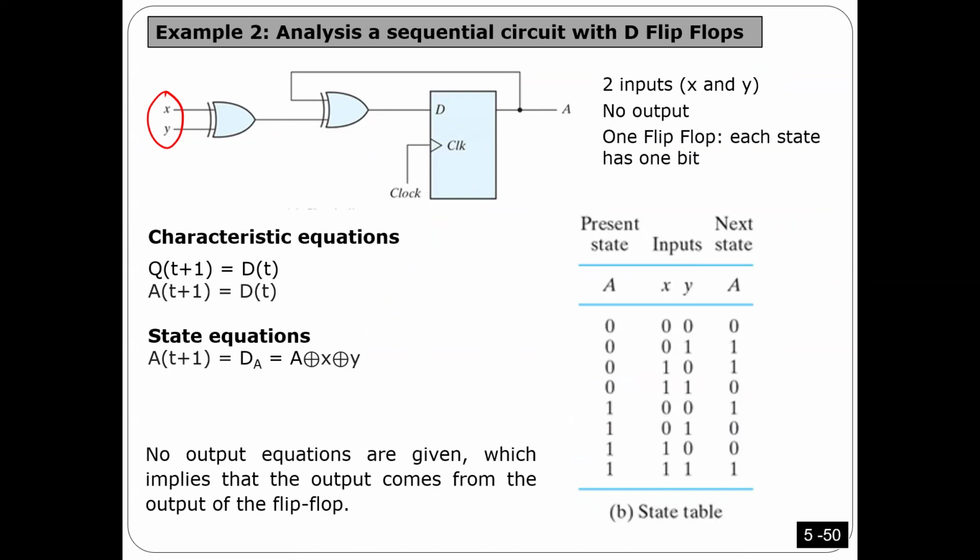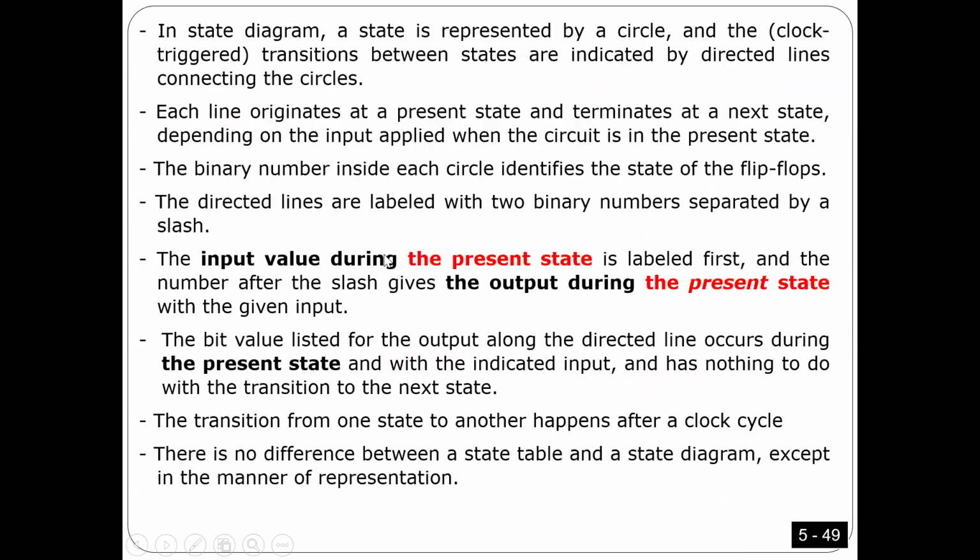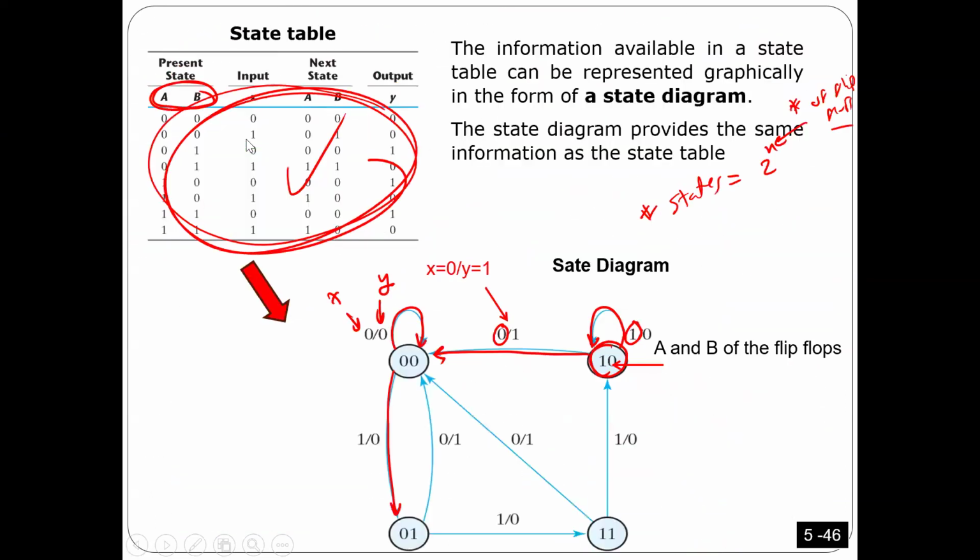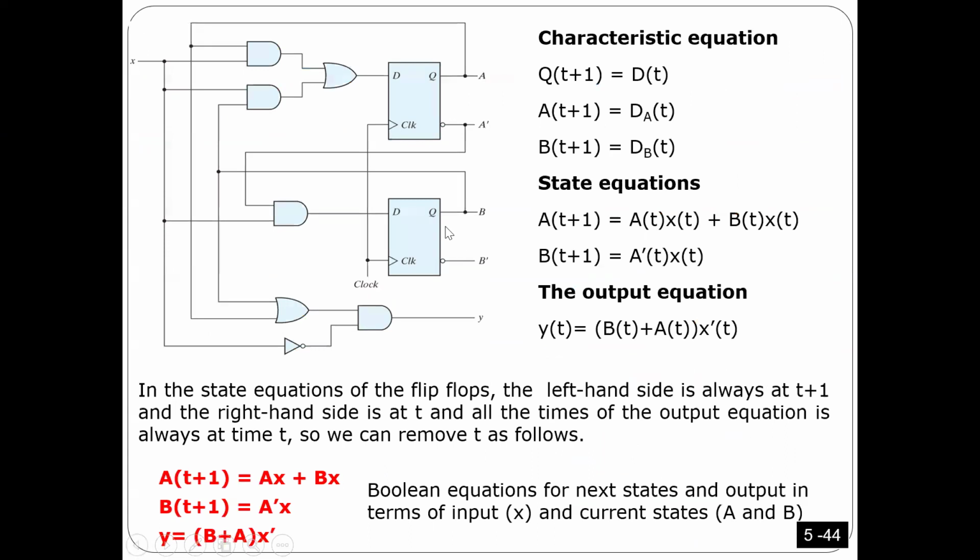The output of this circuit is actually taken from A. This is also one of the possible cases. If I go back, I just want to compare this one to the previous example. The first difference is that here we have only one input x, but in example number 2, we have two inputs. Second difference, here we have 2 flip-flops. In this example, we have only one flip-flop.